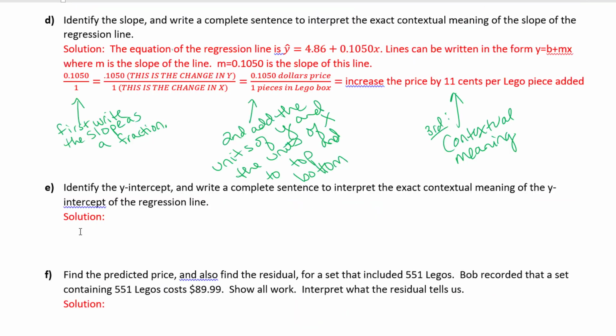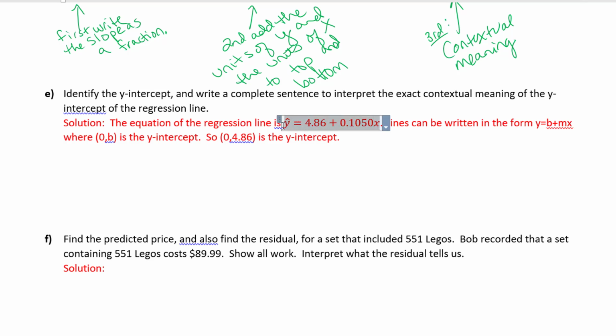Part E asks to identify the y-intercept and write a complete sentence to interpret the meaning of that in context. The equation of our line is y hat equals 4.86 plus 0.1050x, which is written in y equals b plus mx form. So the y-intercept is the b. Remember, though, y-intercepts are points. They're not just numbers. They're the point where this equation crosses the y-axis. Y-intercepts always happen where the x value is 0. So this line has a y-intercept of (0, b), and in this case, the y-intercept is (0, 4.86).